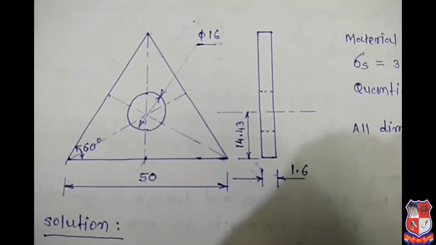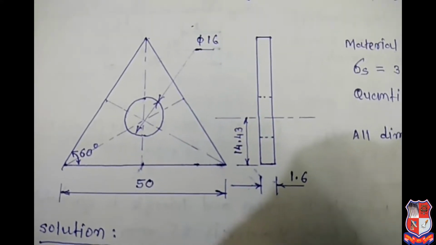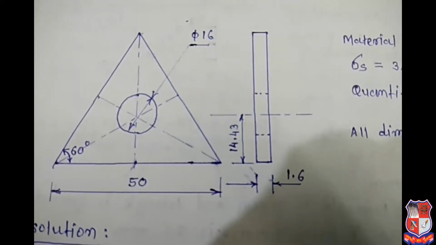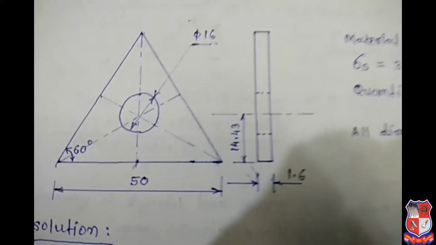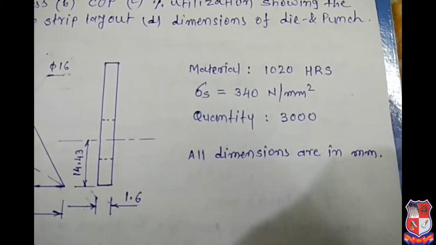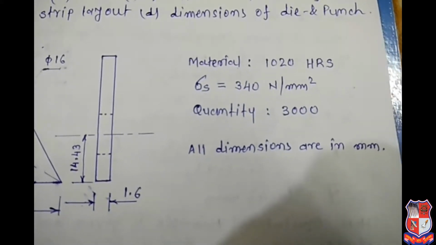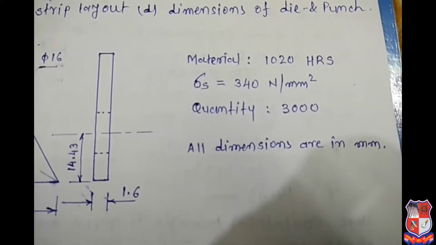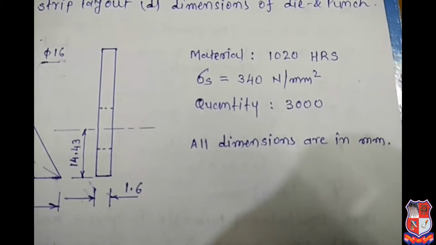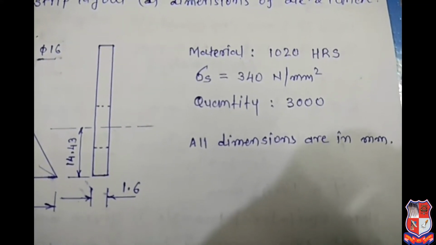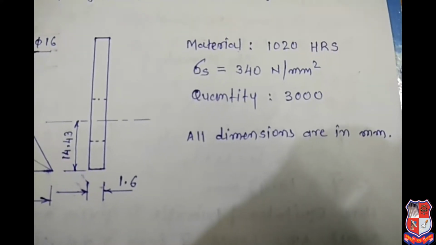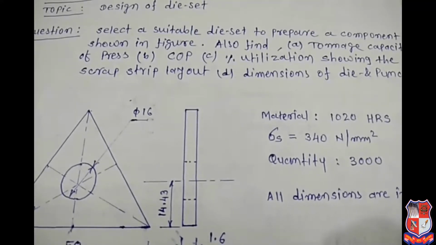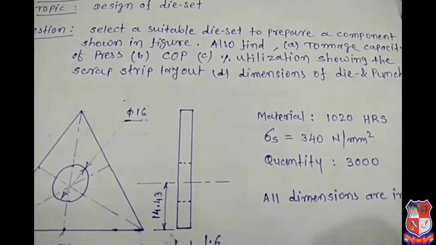The side view shows the thickness of the sheet. It is 1.6 mm, and an equilateral triangle is given to you. All the sides are 50 mm in length. Here some information about the material is given, that is 1020 HRS. Then the shear stress of the material is given, 340 Newton per mm square. The quantity required to be cut from the sheet is 3000, and all dimensions are given in mm. So let us see how to find out all the parts A, B, C, D which are asked to you.